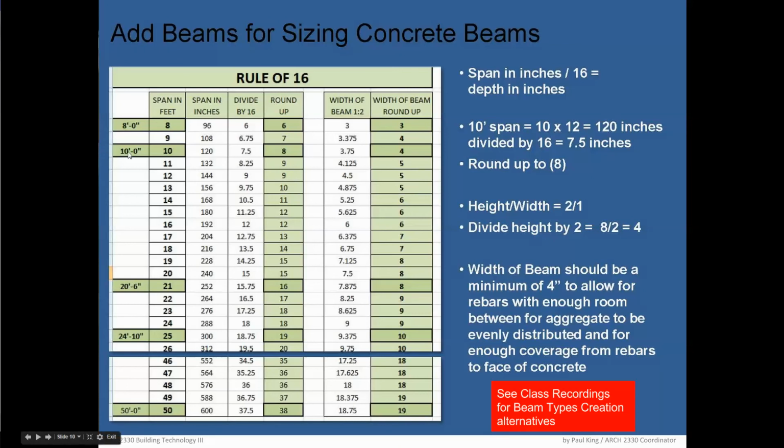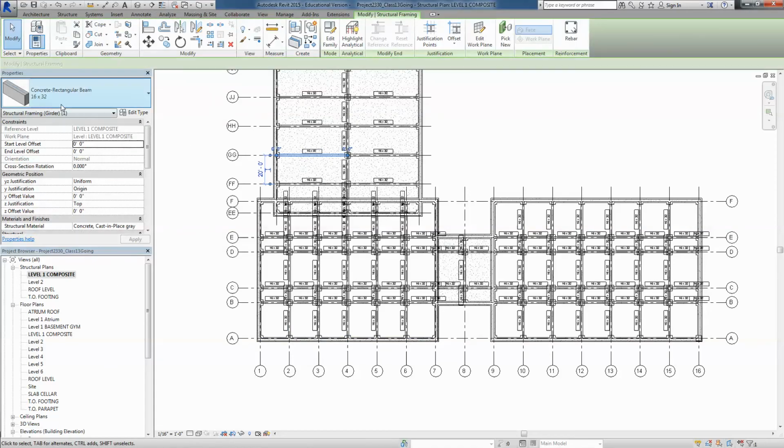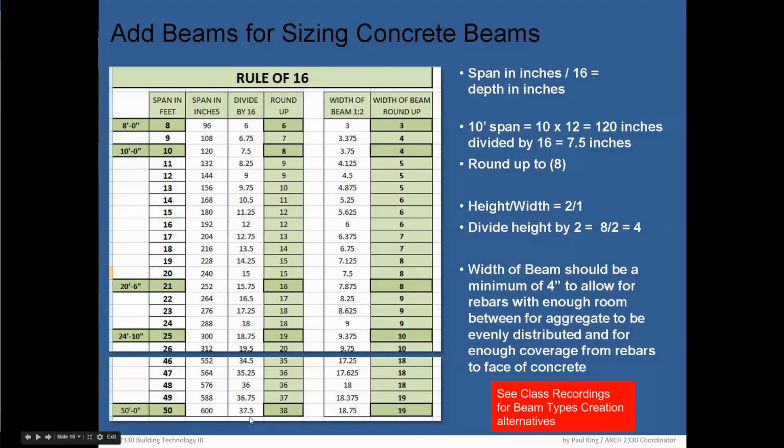So basically here I have highlighted for each of the spans. Let's say you have a span of 10 feet, you have to create an 8 by 4 concrete beam section, okay? If you have a span of 24 feet 10, you need to create a beam of 19 by 10. So these two numbers, 19 and 10, are actually in Revit, if I select the beam, are these two numbers. So for example, let's do one very fast. 38 by 19 is for a span of 50.